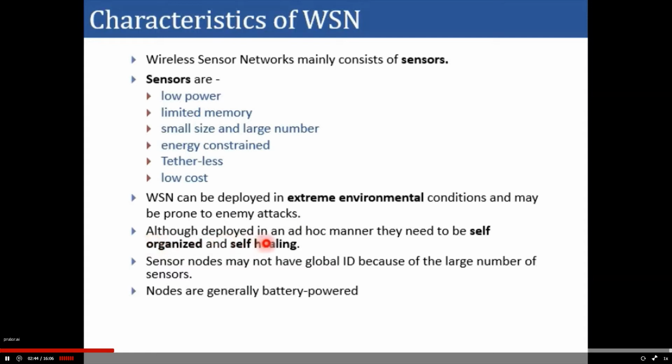Although they are deployed in an ad hoc manner in the environment or the sensing area, they need to be self-organized and self-healing. Self-organized means they will coordinate with each other for data communication, and self-healing means even if one sensor node is dead, they will make sure that the communication path is not hampered. In that way, they will search for a nearby alive node and stabilize the communication through an alternate path. The sensor nodes may not have a global ID because they are deployed in large numbers in a particular environment. Nodes are generally battery operated.